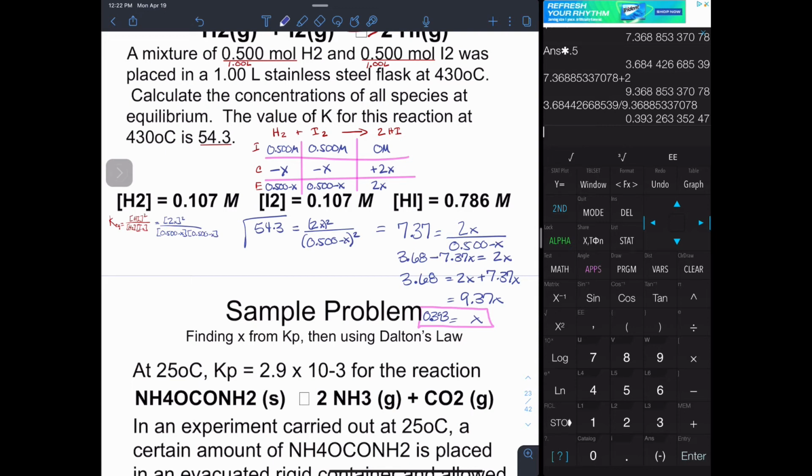The value of x is 0.393. So if we use that, let's change colors here. 2 times 0.393 would give us the value for the product. And for the reactants, 0.5 minus 0.393 would give us the values, which happens to be 0.107, already written here. So now we know the concentrations.